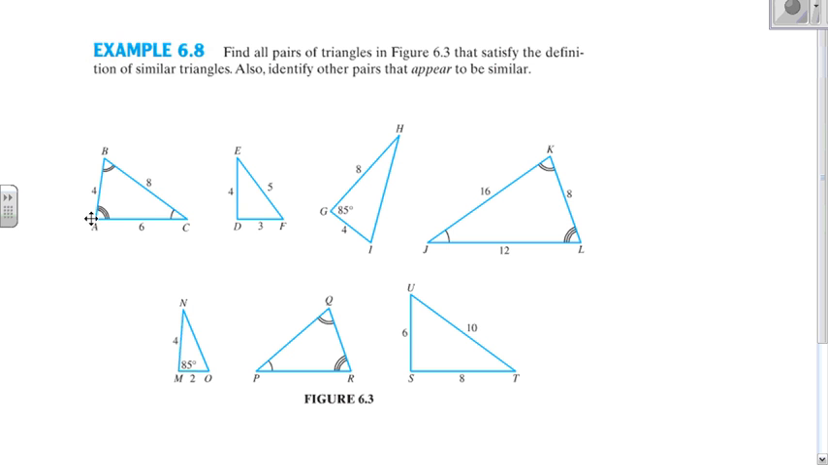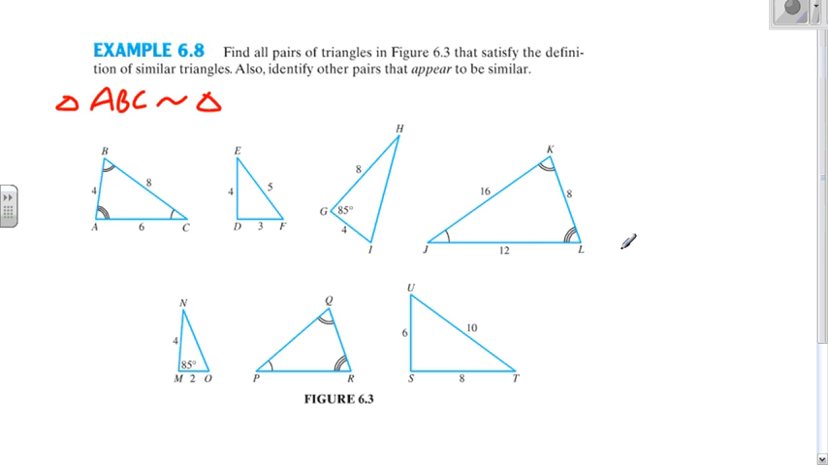So we're looking for the three angles being congruent, which means they're going to have to be marked. So ABC with the angles marked, and the sides need to be proportional. So 8 to 16, that's double. 4 to 8, that's double. And 6 to 12, that doubles. So they are similar.